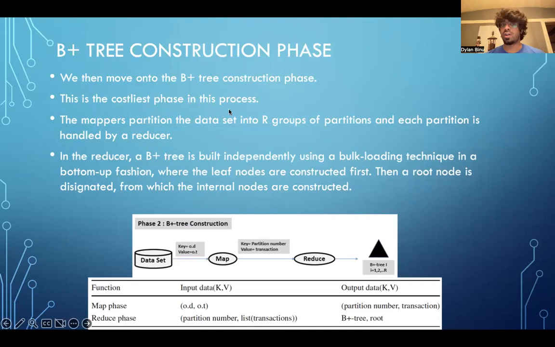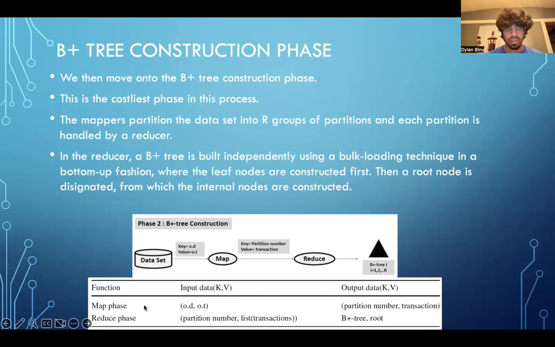This is the costliest phase in this process because you're actually constructing B plus trees. So the mappers partition the data set into R groups of partitions, and each partition is handled by a reducer. In the reducer, a B plus tree is built independently using a bulk loading technique in a bottom-up fashion. In a bottom-up fashion, the leaf nodes are constructed first, then a root node is designated, and using that root node, the internal nodes would get formed.